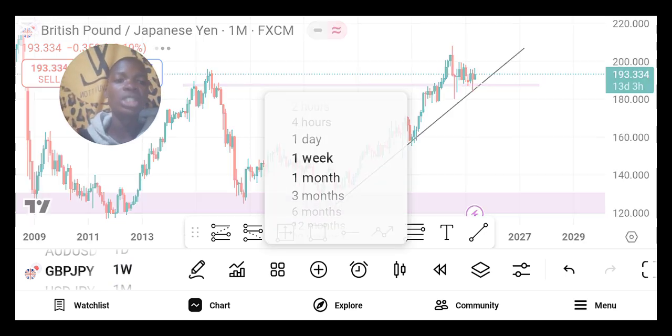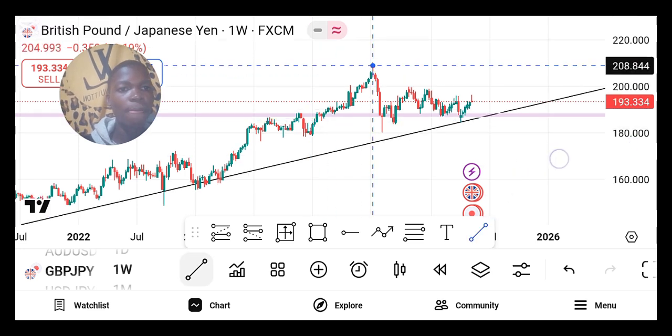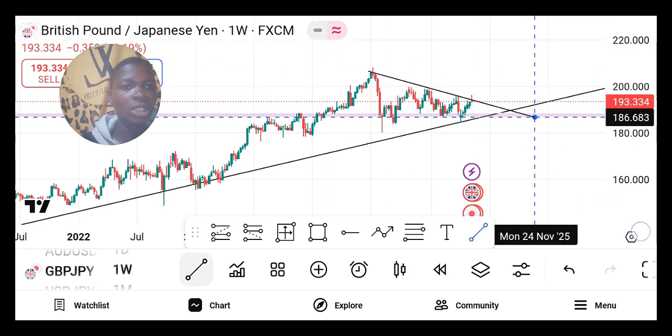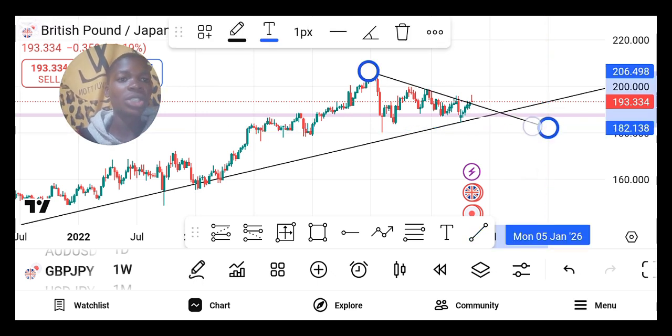So now I'm going to go down to the weekly time frame. Let me show you something. On the weekly time frame, guys, I'm going to mark it very clearly. You can see this was the first touch, because I followed the second touches. This is my structural trend line.